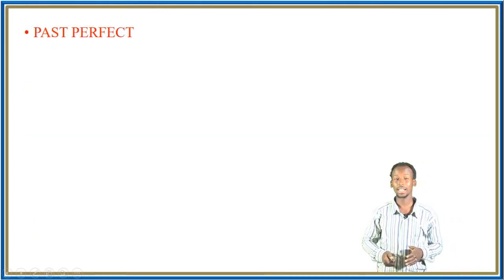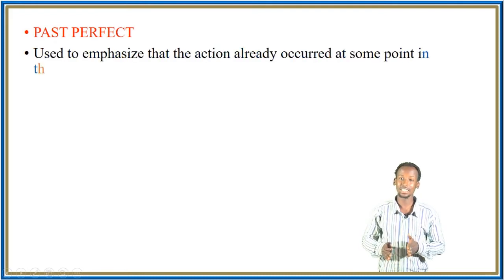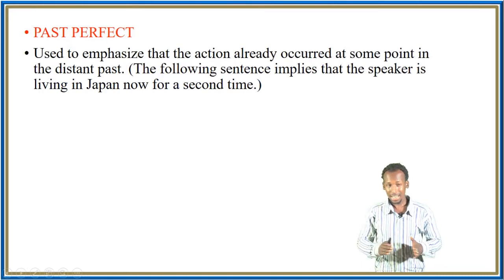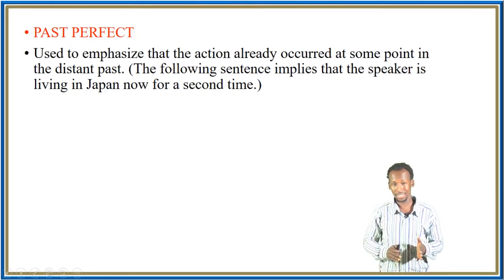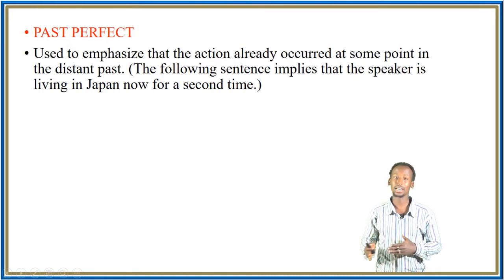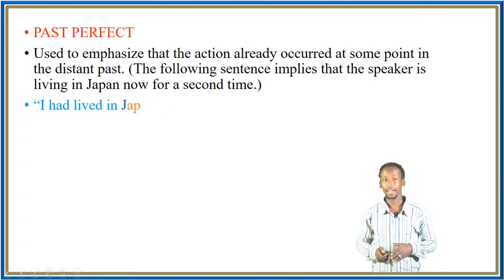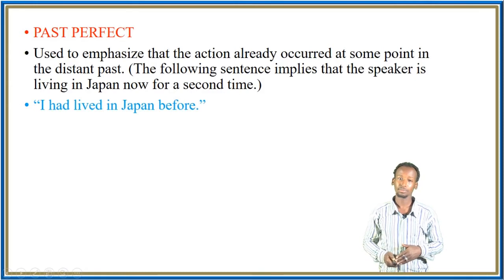Past perfect is used to emphasize that the action already occurred at some point in the distant past. The following sentence implies that the speaker is living in Japan now for a second time. I had lived in Japan before.